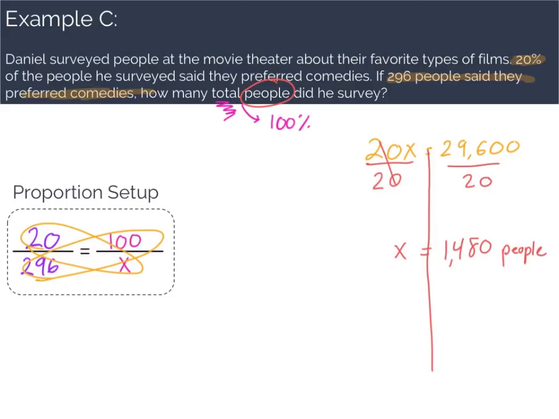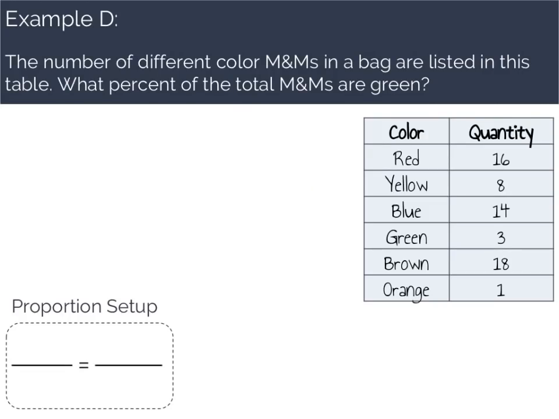Now let's take a look at example D. Here in example D, we've got another table, and it says the number of different color M&Ms in a bag are listed in this table. What percent of the total M&Ms are green? Again, we've got that important information there. We're talking about total and we're talking about percent. So we know that one of the things that we're going to need, since we're talking about total and we're talking about percent, is 100%. We know that's going to be one of our numbers.